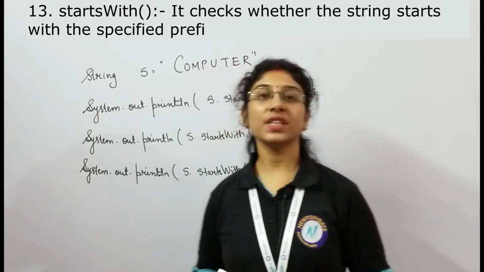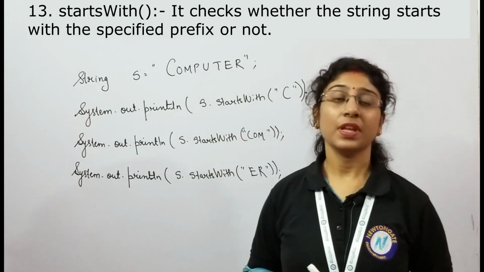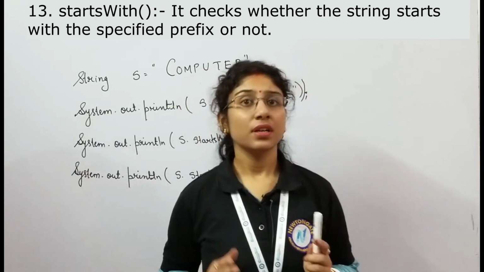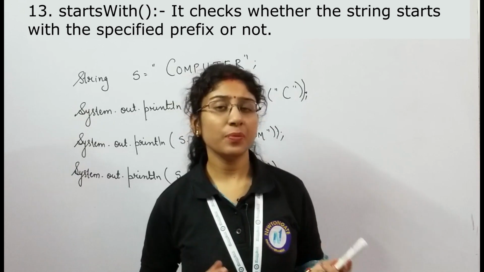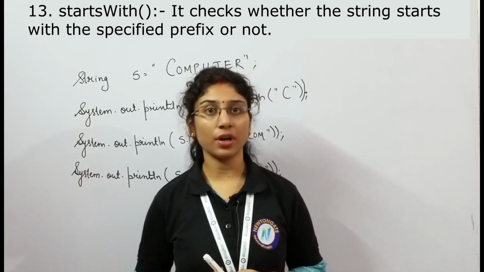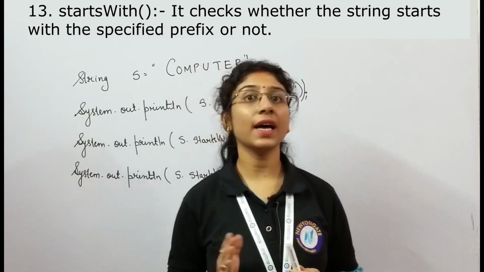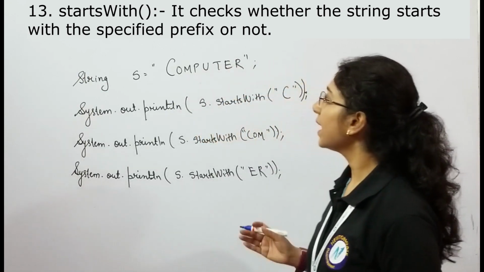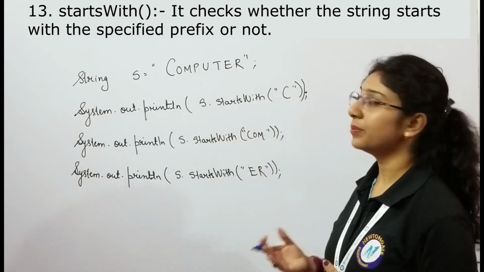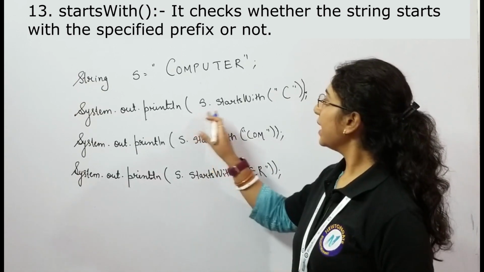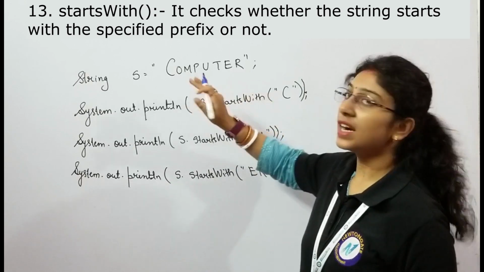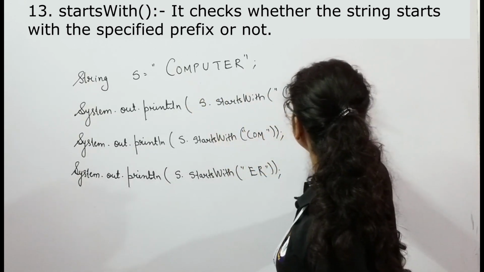Now our next function is the startsWith function. The purpose of the function is to check whether the given string actually starts with the given or specified prefix or not. It returns a boolean value, either true or false. Clear? So here we go. Like here I have taken a string s equals "computer". I have written s.startsWith("c"). Does the string start with c? Yes, the string starts with c. That's why it will return true.